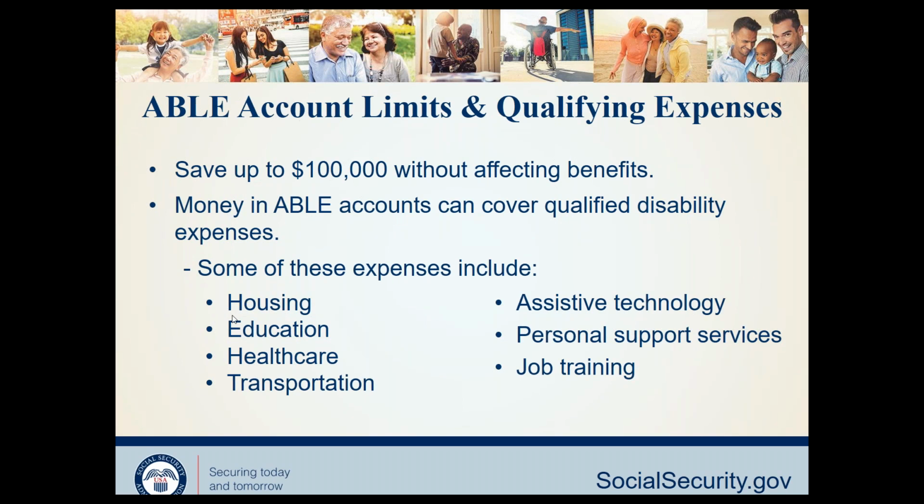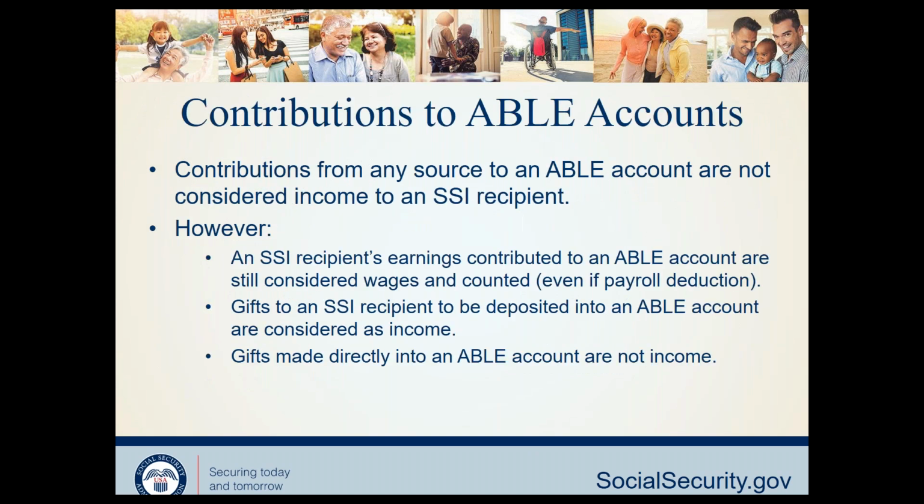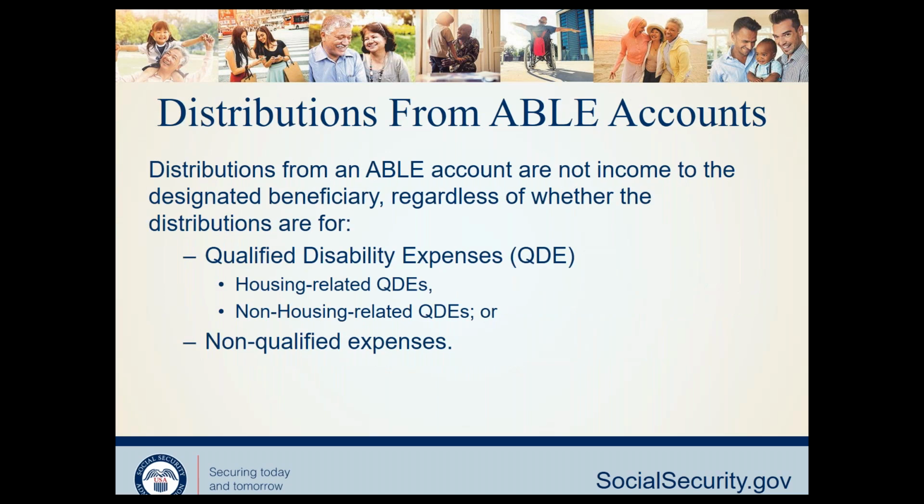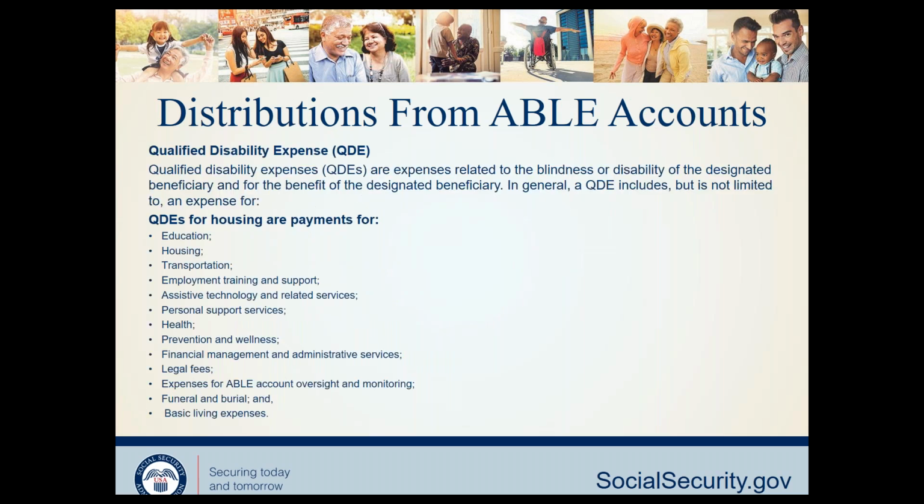Medicaid. Now, distributions from an ABLE account are not income to the designated beneficiary, regardless of whether the distributions are for QDEs, the Qualified Disability Expenses, which are expenses related to blindness or disability of the designated beneficiary and for the benefit of the resident in general. QDEs include payments for education, housing, transportation, employment training and support, and so forth.